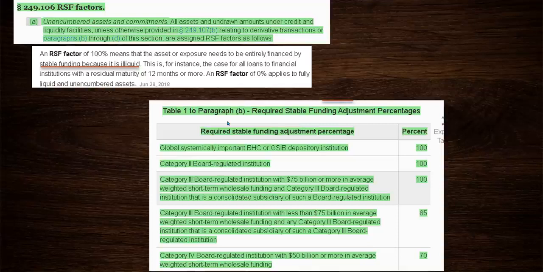In Table 1 right here, paragraph B, required stable funding adjustment percentages. You can see this right here. These are different categories of board-regulated institutions that you can find in a previous video that I made for this series. And by the way, I always leave the playlists with all of this in it at the end of each video. So if you're unsure about what I'm talking about in some area, I've basically covered all of it. You just go to this playlist and you can find the video that's relevant.